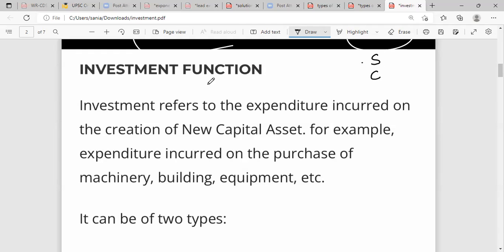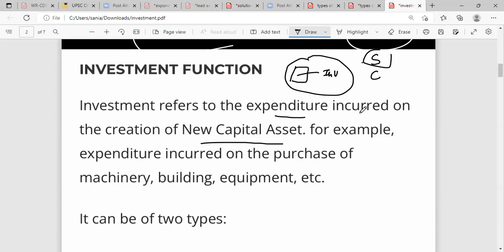You already know what is saving and what is consumption, but you don't know what is investment. So what is investment first of all? Investment refers to the expenditure incurred on the creation of new capital assets. For example, you have this office. Now you just bought a television for this. So this is the investment, right? You already had something, but you add a few things to it. So that is your investment.